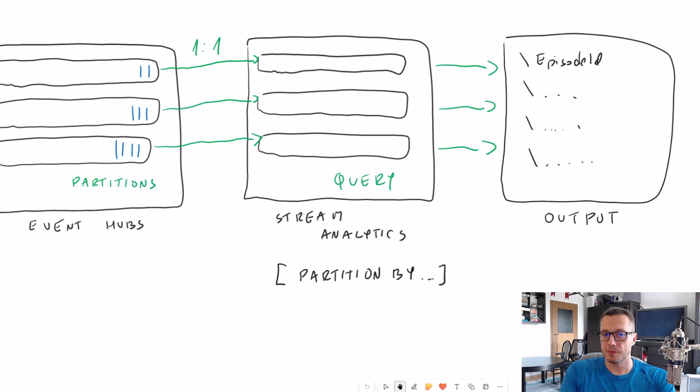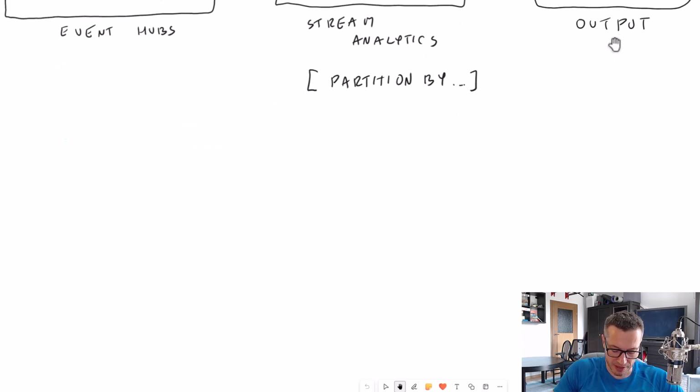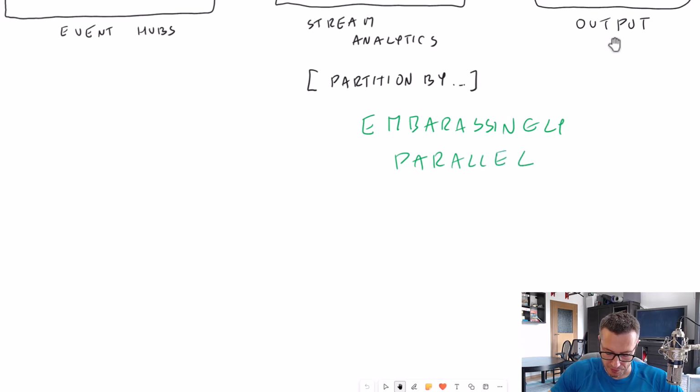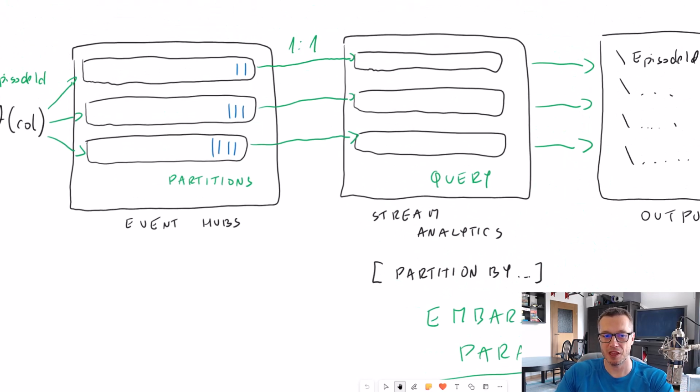And basically, this whole scenario has a specific name. This is called an embarrassingly parallel job. And that's the most performant design or solution that you can think of, where we've got this nice alignment between input partitions, number of query instances, and number of outputs.